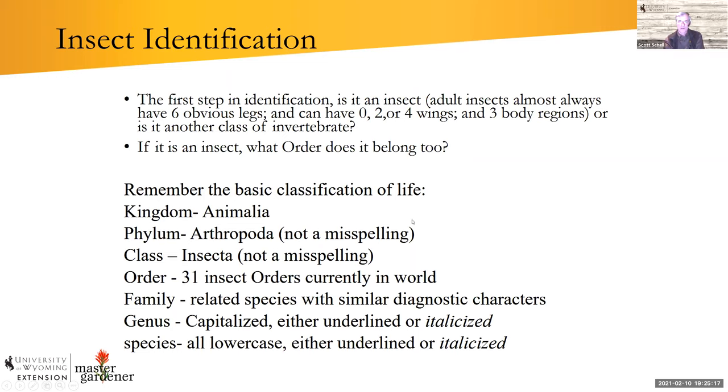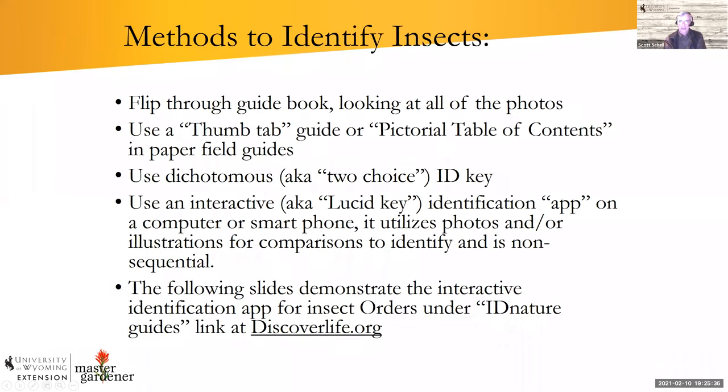We've already gone over some of this stuff about the basic characters of insects. To use an insect identification tool, you have to make sure that your creature is an insect. And then we've already gone over the basic classifications. There are multiple ways. I've got to admit, I've done a lot of flipping through guidebooks. I have all sorts of guidebooks. I didn't know I collected guidebooks until my sister said, "You've got guidebooks for clouds and rocks." Guidebooks can also have thumb tab guides and pictorial tables of contents.